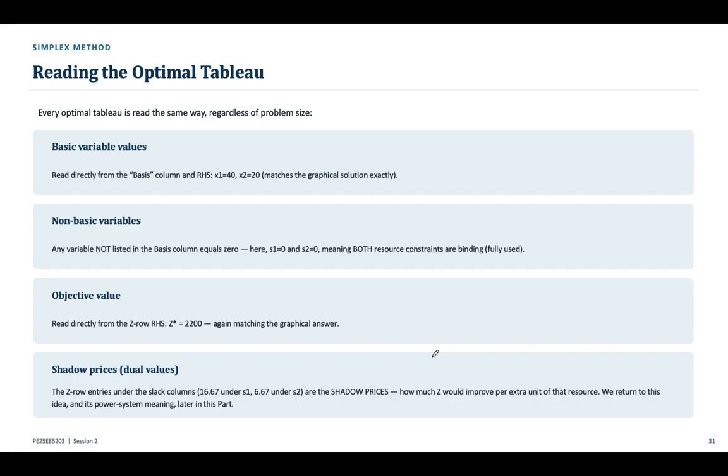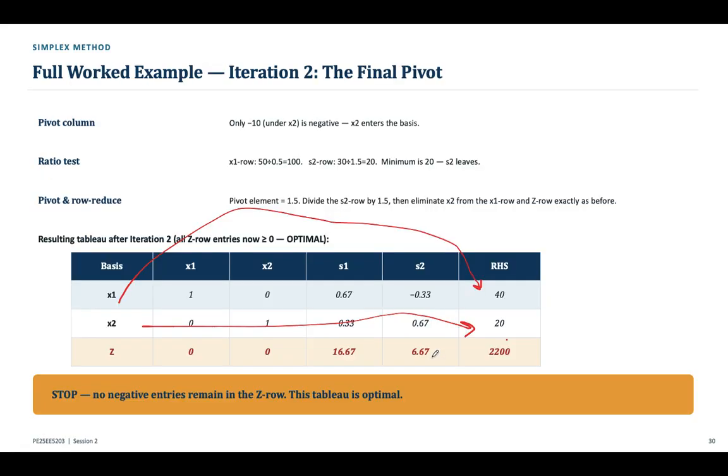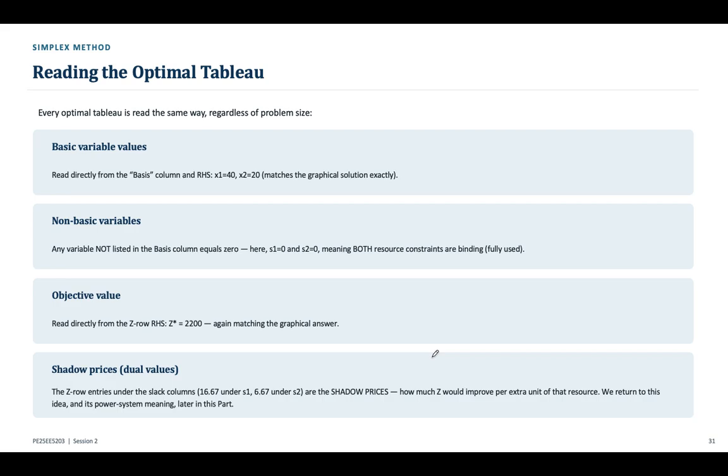In this example, the values are 16.67 and 6.667. So we can interpret such values as the marginal improvement in the objective associated with one additional unit of the corresponding resource, within the range over which the current basis remains valid. Later, when we discuss power systems, this idea becomes closely connected to marginal cost, lambda, and location pricing.